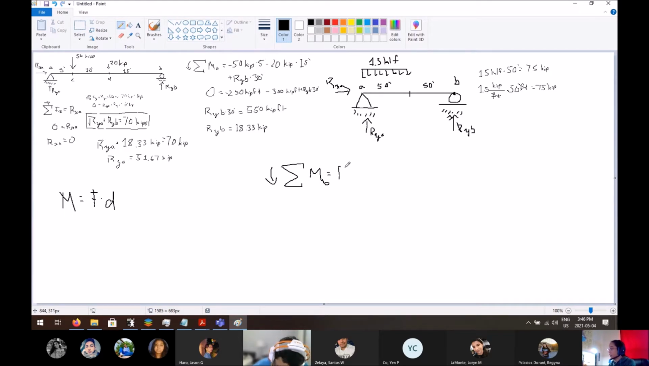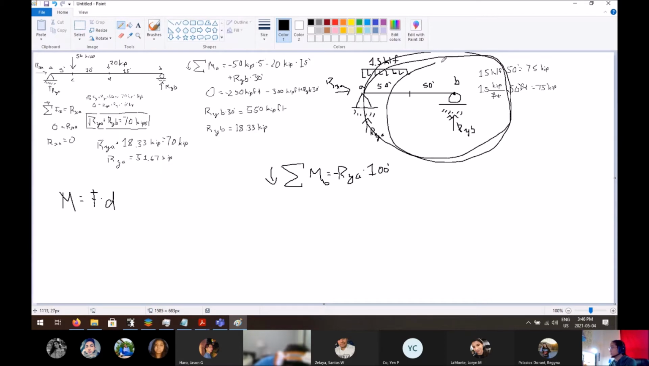RYA, on the other hand, is 100 feet away from B. So RYA times 100 feet, that would be negative because it goes in a clockwise fashion. Right, so this 1.5 klf, right? So we figured out earlier what the force was, right?